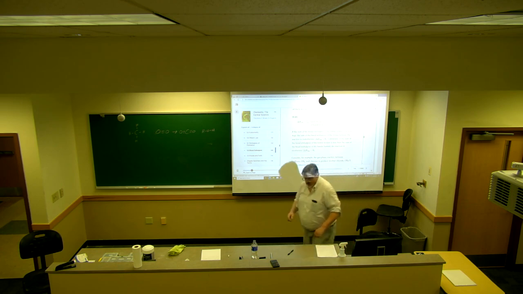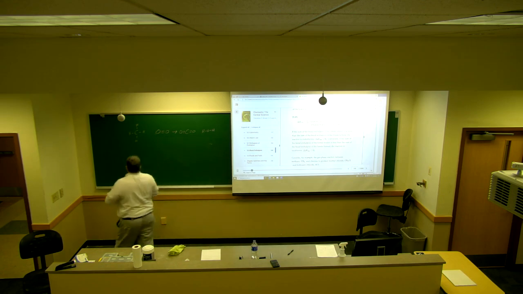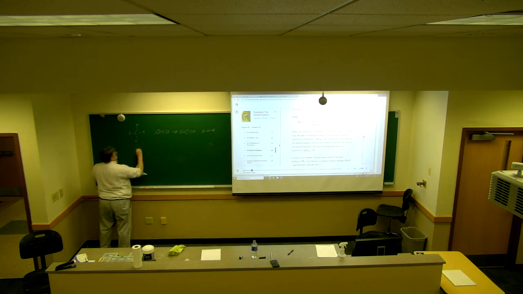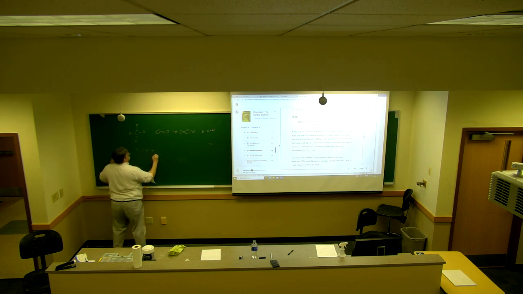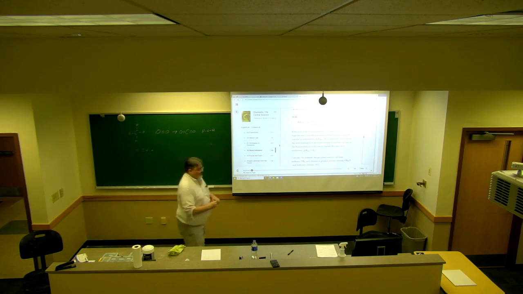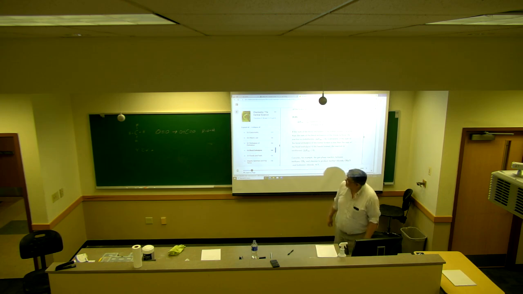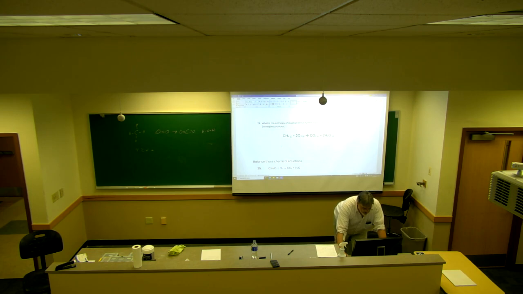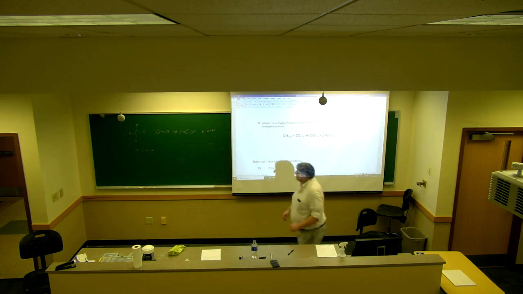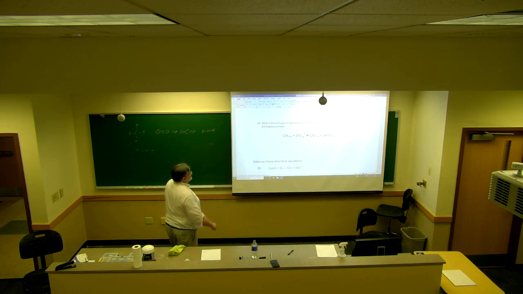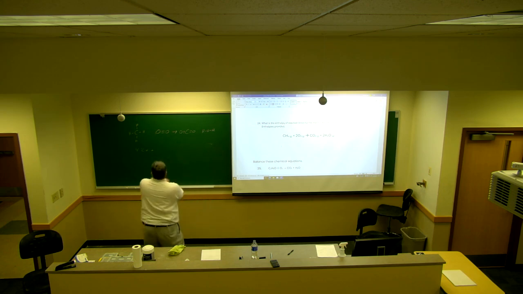So bonds broken, the way you count this up is there's 4 C to H bonds plus O. Is that balanced? I guess I did balance it. 4 hydrogens, 1 carbon, 4 oxygens. Okay, it is balanced.